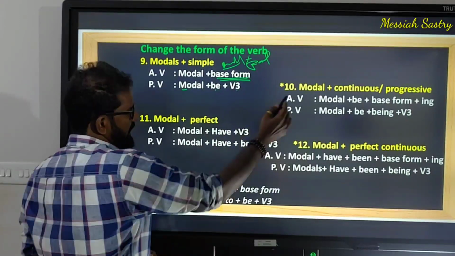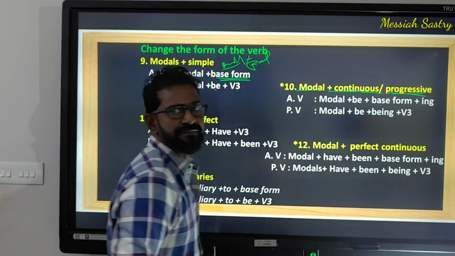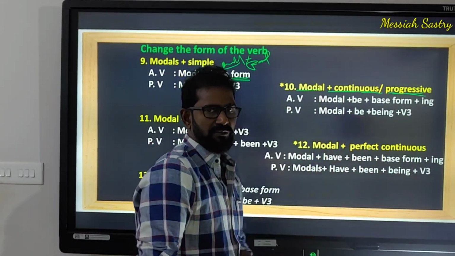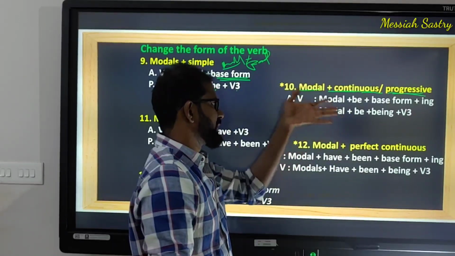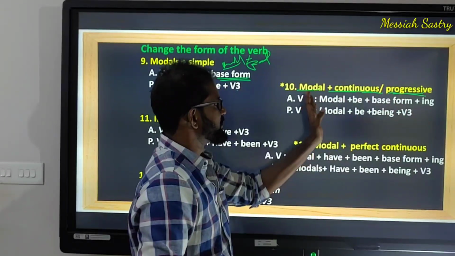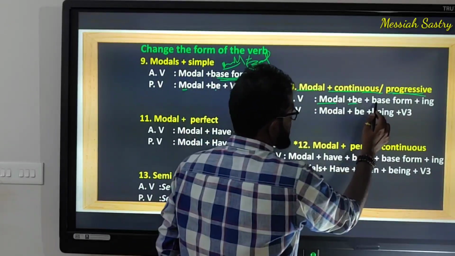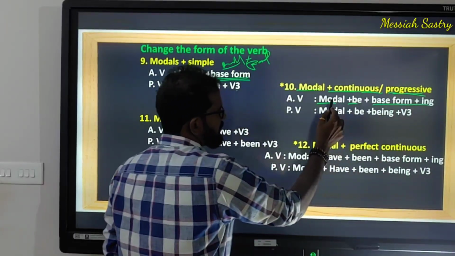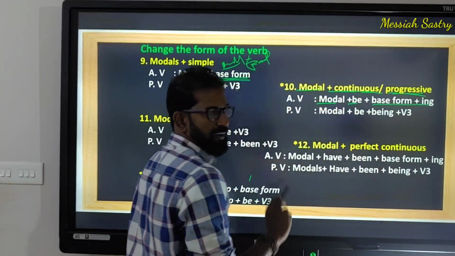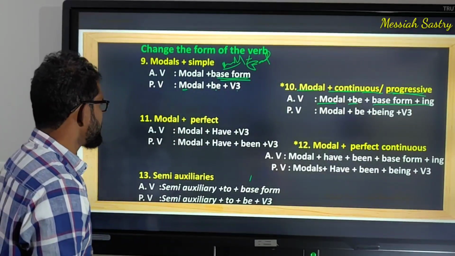Will. Next, modal plus continuous or progressive. Even with this, teachers might have told you, or maybe in some books you come across, that there is no passive voice. No, there is a passive voice even for modal continuous progressive, which means future continuous or future progressive. Modal plus be plus base form plus ing form. Again we take the same modal: will be playing. Passive voice: will be being played.